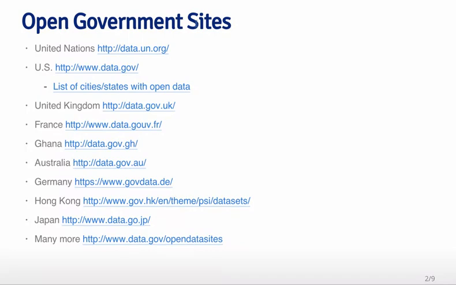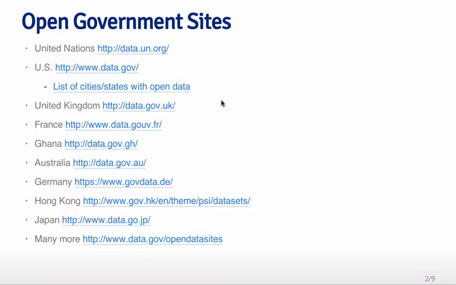So we can start off with the United Nations data sets, which are at this website. And then you can find data that are available from the United States at data.gov. And you can go to this blog post to find a bunch of other cities and states within the United States that have open data.